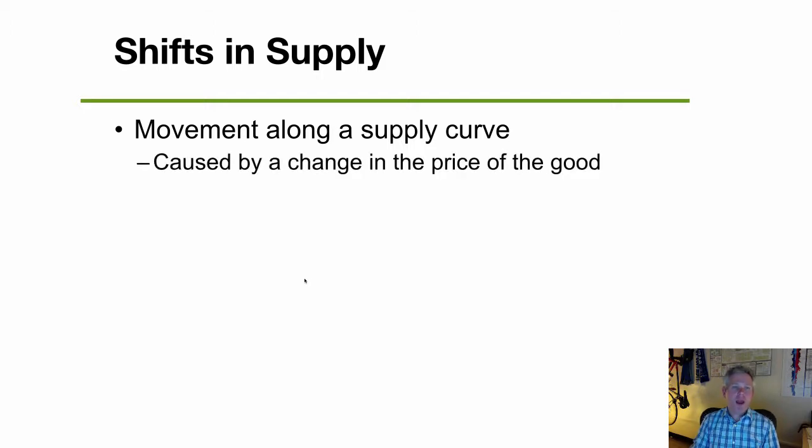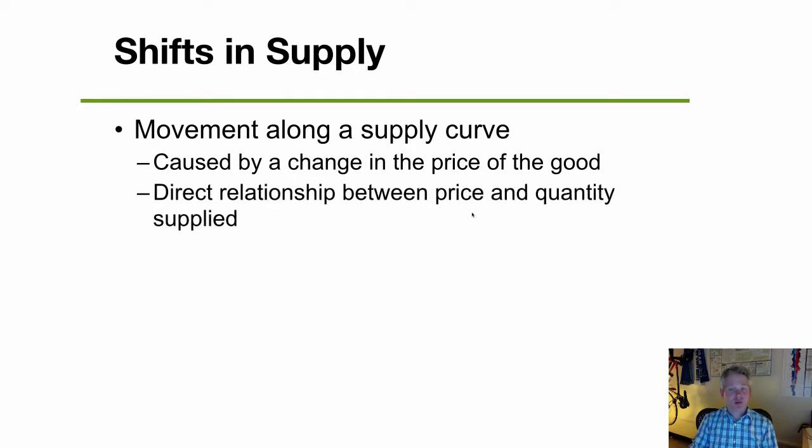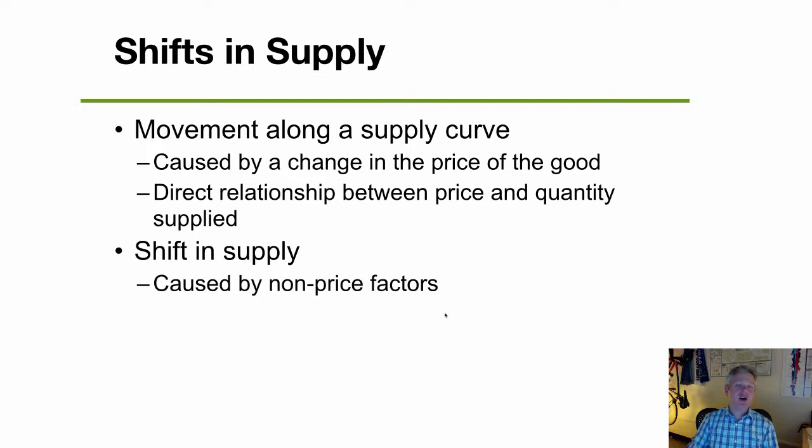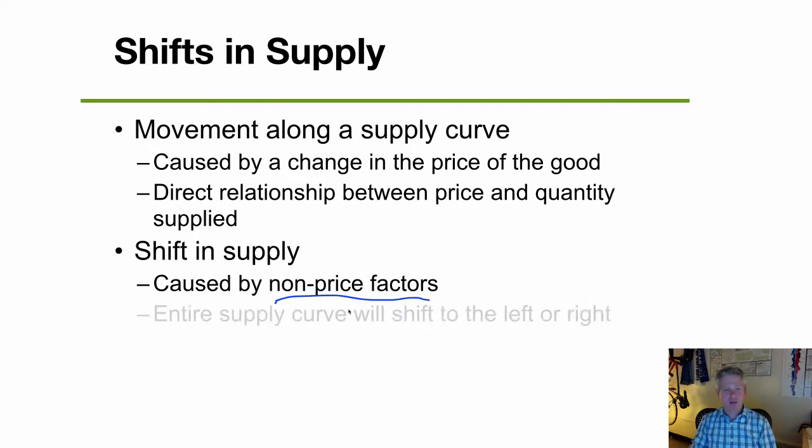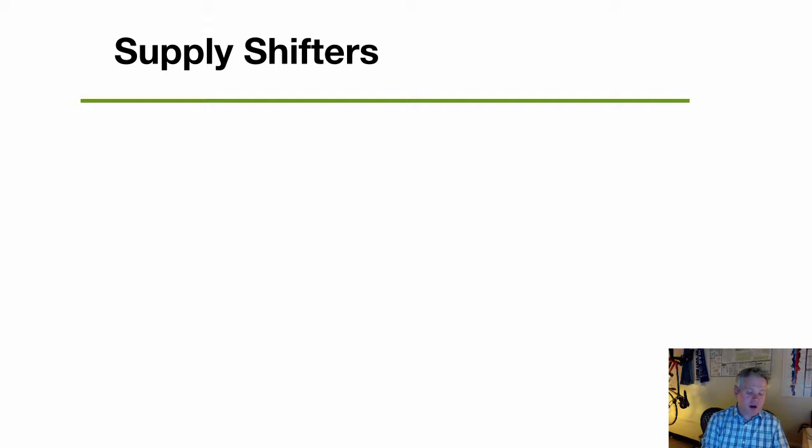So again, movement along a supply curve is caused by changes in the price of the good. There's a direct relationship between the price and quantity. Just remember that: price goes up, quantity supplied goes up. A shift in supply is caused by non-price factors. Remember, a movement along a demand curve was caused by price, and a shift in demand was caused by non-price factors. It's just the mirror image of that. So changes in price move you up and down the supply curve, but changes in non-price factors shift the entire supply curve.